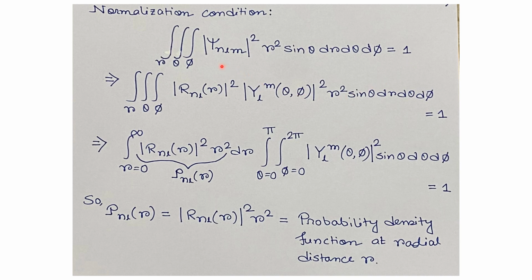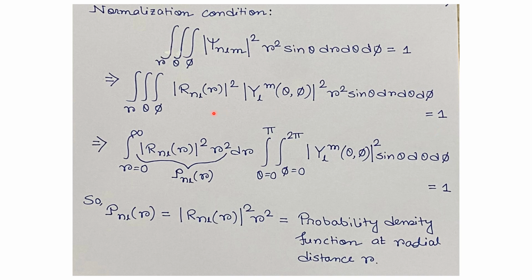Now this wave function ψ_nlm is the multiplication of two parts, the radial part R_nl and the angular part, which is the spherical harmonics Y_lm. So we'll get the integration over r, θ and φ of |R_nl|² and |Y_lm|² times r² sinθ dr dθ dφ equals 1.